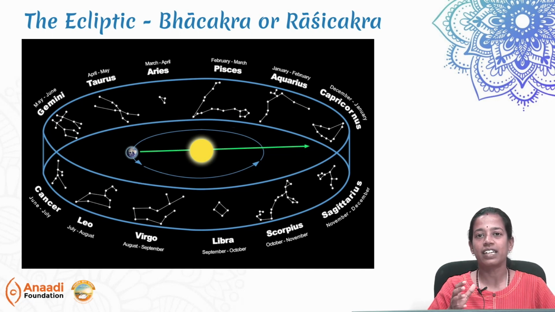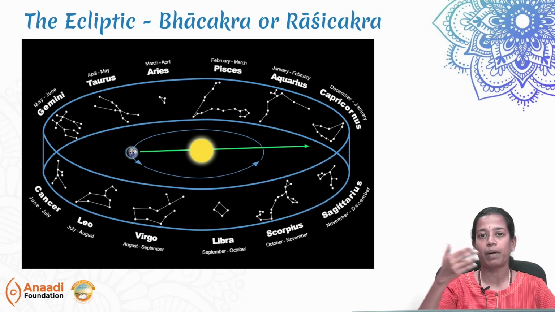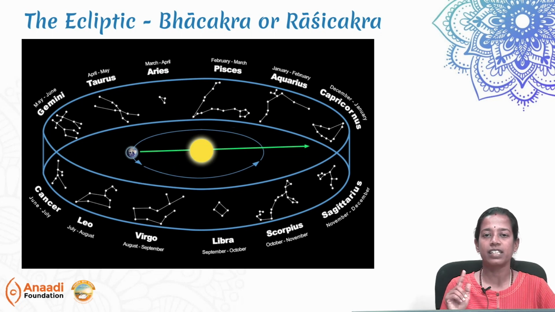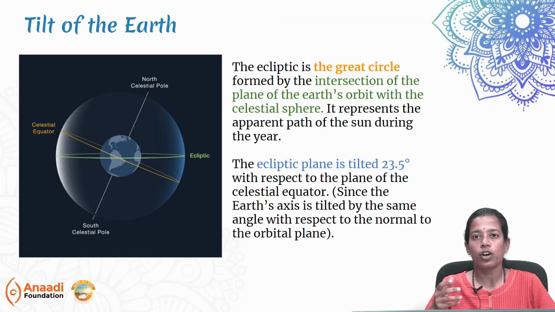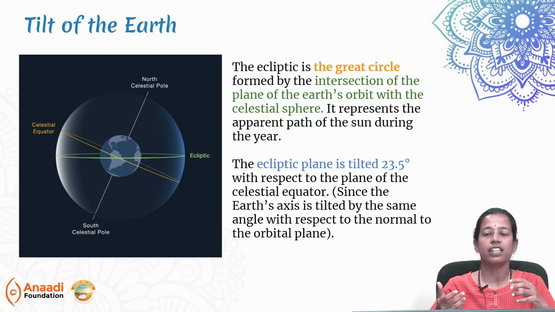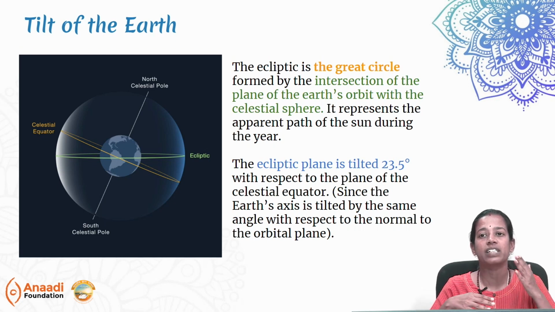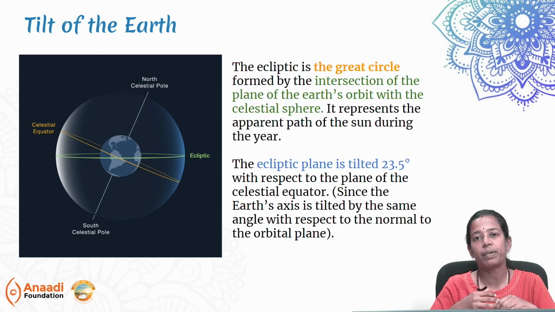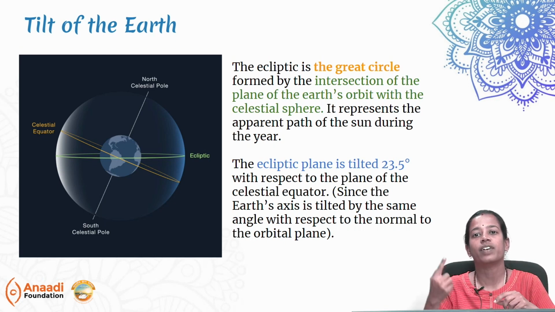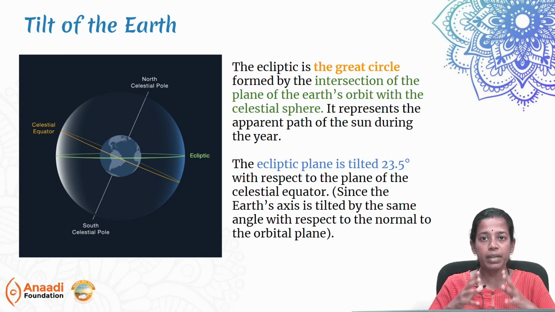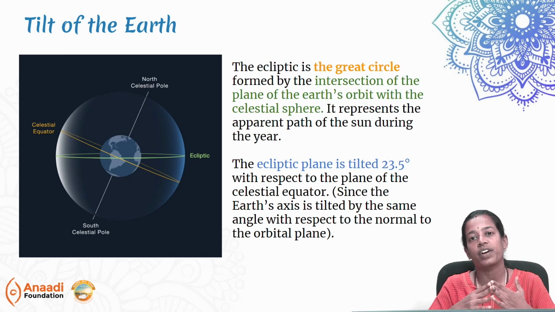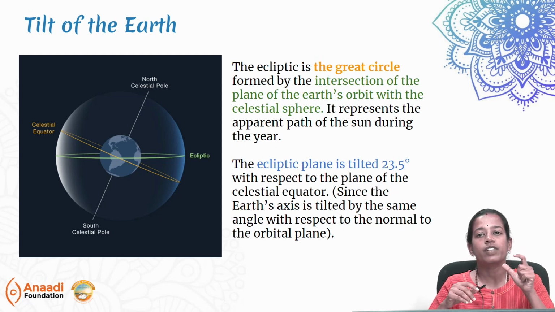So, we can see here that the celestial sphere is marked with a few constellations. It's a relative mapping. So, we try to understand where the sun is positioned at a particular season or during a specific month in the 1 year cycle. We also saw that this ecliptic is a great circle formed by the intersection of the plane of Earth's orbit with the celestial sphere. It represents the apparent path of the sun during the 1 year revolution. The ecliptic plane will again be tilted 23.5 degrees, which is actually the tilt of the Earth, with respect to the plane of the celestial equator as well.